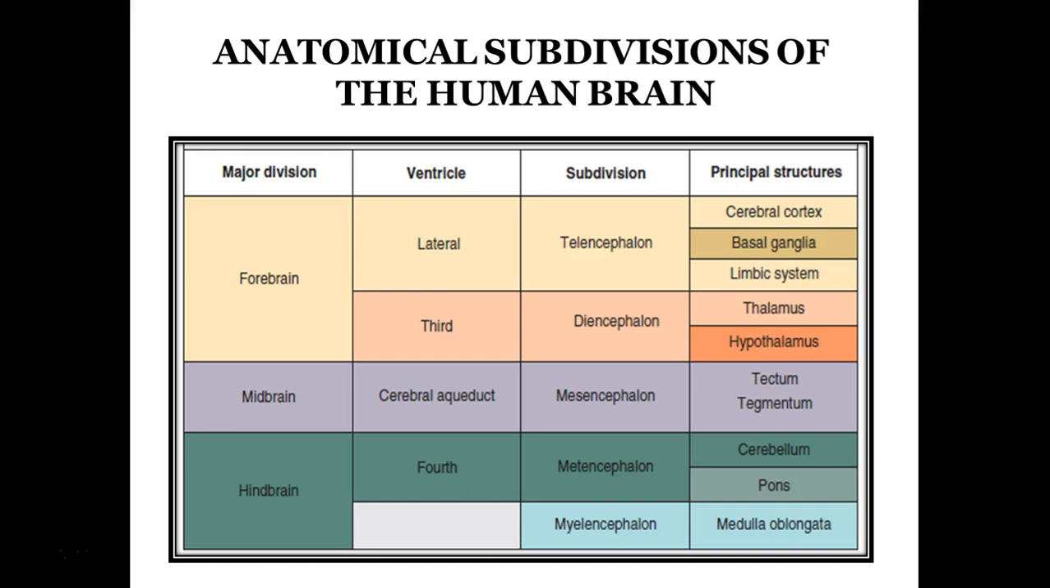Then the further subdivision is telencephalon. These divisions are basically from the neural development phase, when the neural tube of your system was being developed. So the first ones were telencephalon and diencephalon, which further formed your forebrain. Mesencephalon formed your midbrain, and metencephalon and myelencephalon formed your hindbrain. Now to know it in further detail, the forebrain consists of the cerebral cortex, basal ganglia, limbic system, thalamus and hypothalamus. The midbrain has the tectum and tegmentum, and the hindbrain has the cerebellum, pons and medulla oblongata.